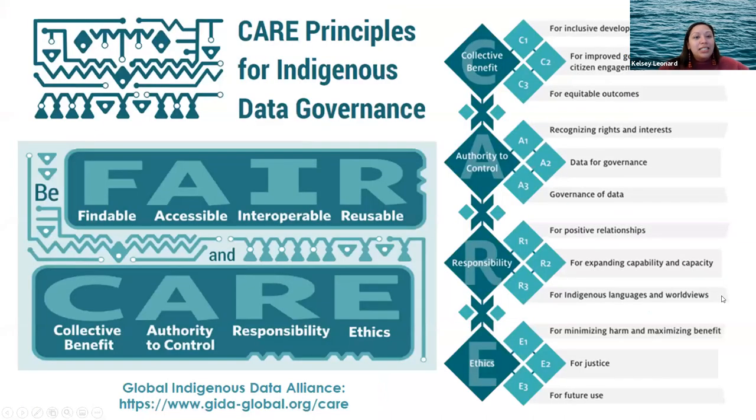And so we need GIS scientists who care, which is to prioritize collective benefit, authority to control, responsibility, and ethics. This may be a bit high level, but I think it's important for me to share with you so you can get an understanding of how the discipline is advancing. Right now for Indigenous peoples, we are saying that spatial data, all types of data, needs to not only be FAIR, which is an acronym that stands for findable, accessible, interoperable, and reusable, but also CARE: collective benefit, authority to control, responsibility, and ethics.